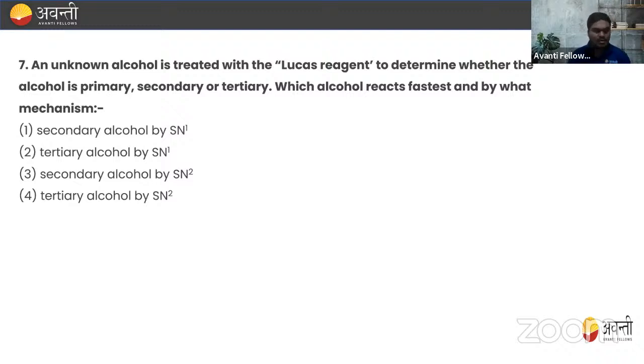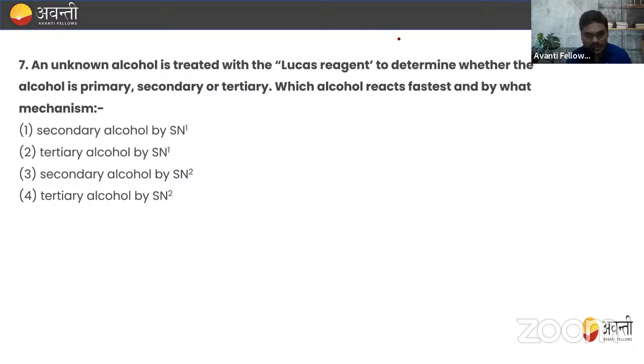That is an unknown alcohol, right? An unknown alcohol is treated with the Lucas reagent to determine whether the alcohol is primary, secondary, or tertiary. Which alcohol reacts faster and by what mechanism? Right. So which alcohol reacts faster and by which mechanism? Yes, someone says option 2: tertiary alcohol by SN1. Tertiary alcohol by SN1. Okay, anyone?